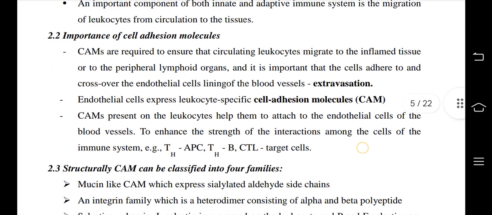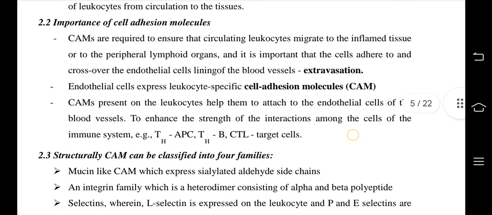Importance of cell adhesion molecules. CAMs are required to ensure that circulating leukocytes migrate to the inflamed tissue or to the peripheral lymphoid organ, and it is important that the cells adhere to and cross over the endothelial cell lining of the blood vessel. Extravasation. Endothelial cells express leukocyte-specific cell adhesion molecules. CAMs present on the leukocytes help them to attach to the endothelial cells of the blood vessels and enhance the strength of the interactions among the cells of the immune system, such as T cells, APCs, B cells, and CTL target cells.